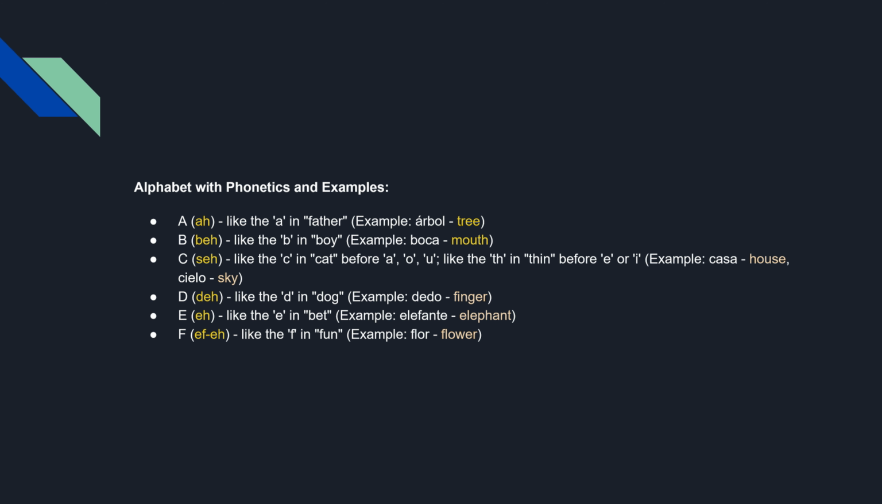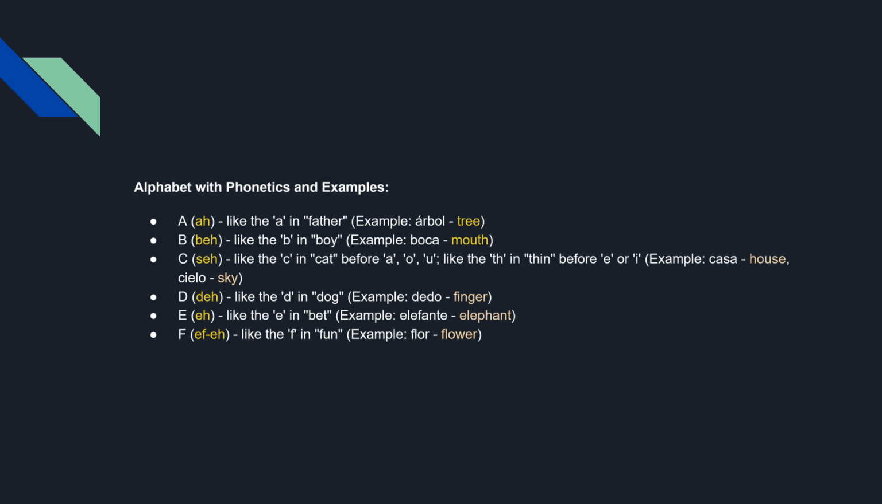A en español, like the A in father. Example: árbol, tree. B en español, like the B in boy. Example: boca, mouth. C en español, like the C in cat before A, O, U, like the TH in thin before E or I. Example: casa, house. Cielo, sky. D en español, like the D in dog. Example: dedo, finger.